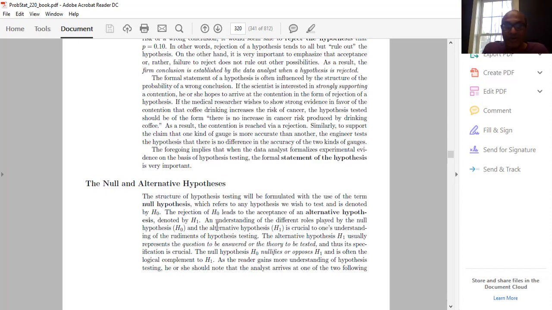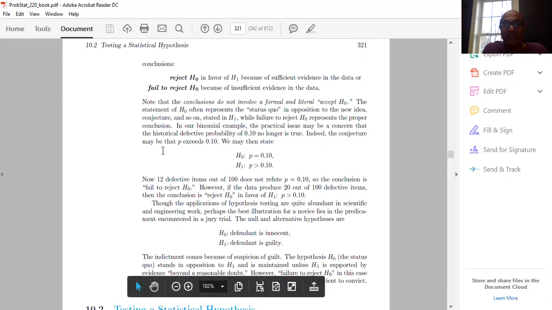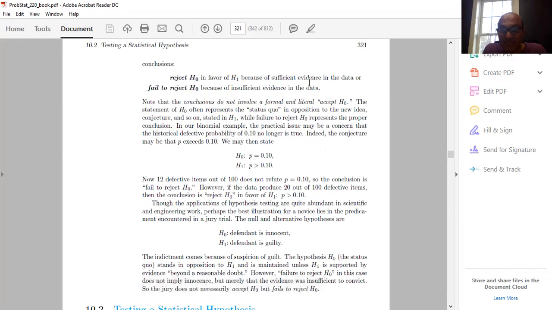So actually we can do this in this way: reject H0 in favor of H1 because of sufficient evidence. Reject H0 in favor of H1 means you are going to accept H1, right? So reject H0 in favor of H1 because of sufficient evidence in the data. Or fail to reject H0 means you are accepting H0 because of insufficient evidence in the data.